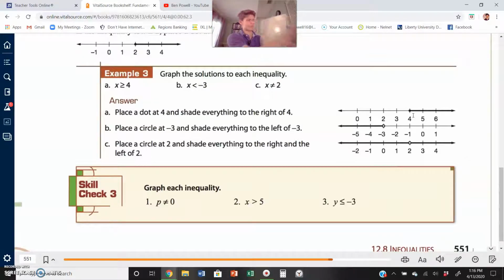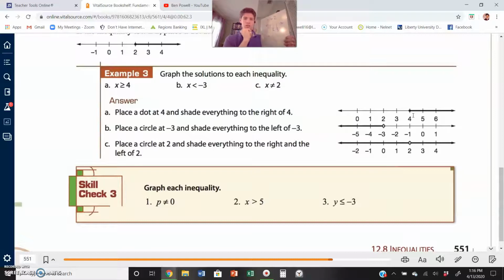Now look at the last one, letter C. It says x is not equal to 2. That means x is every number except 2. So again, we'll draw the number line. We'll put 2 in the middle. That's the number we're dealing with. 1 less than 2 is 1. 1 greater than 2 is 3.